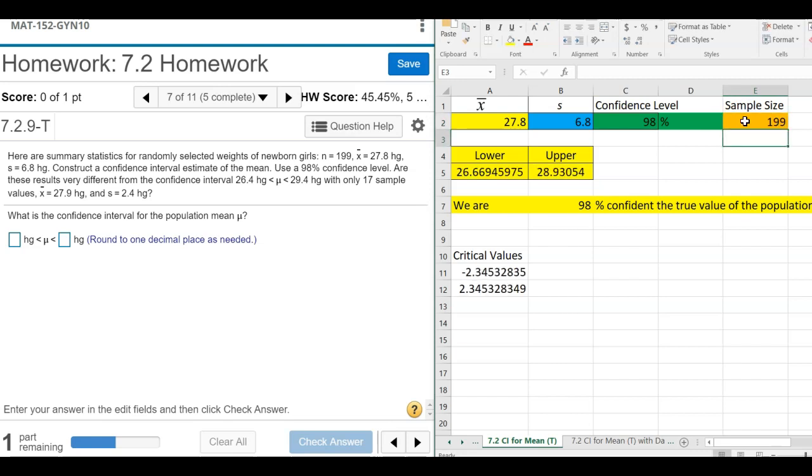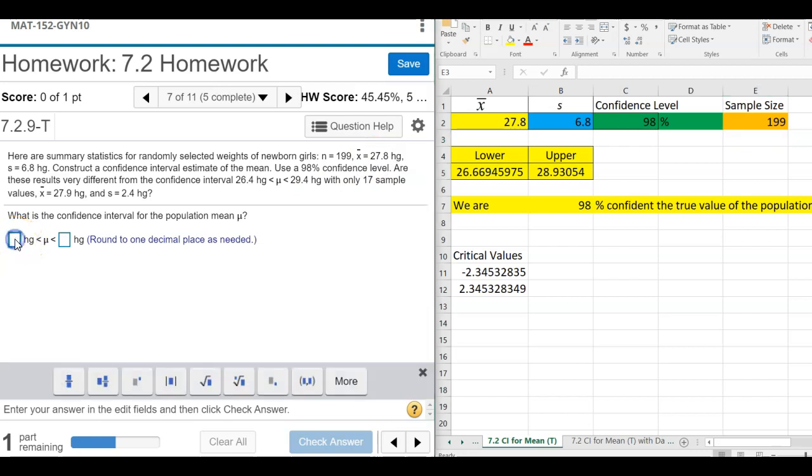Alright, just remember, sometimes they'll say sample size, sometimes they'll say degrees of freedom. They're not the same thing. So sample size is one more than the degrees of freedom. Degrees of freedom is one less than sample size. Alright, so there is our lower and our upper. Did I get my numbers right? Yeah. 26 point to just one place is 26.7, 28.9.